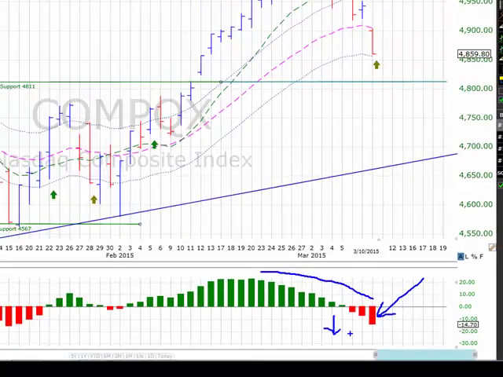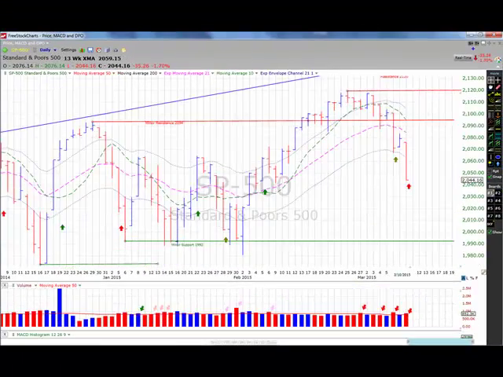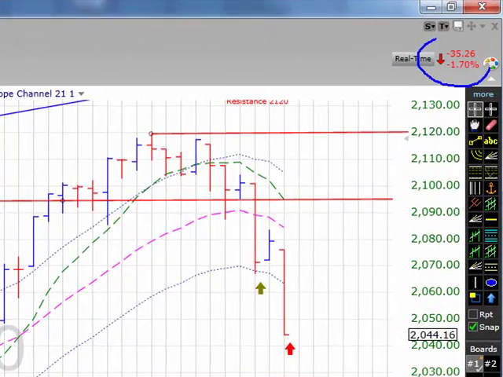Let's take a quick look at the S&P 500. The S&P yesterday also had a fairly bad day. We were down 35.26 points or 1.7%. The S&P undercut this 1% envelope yesterday, meaning that we are currently in a downtrend on our 10-day simple moving average.